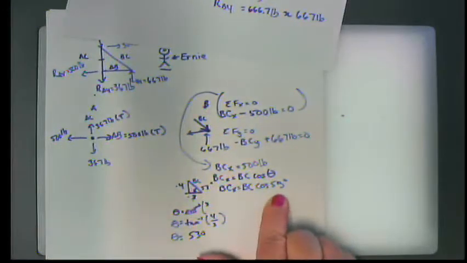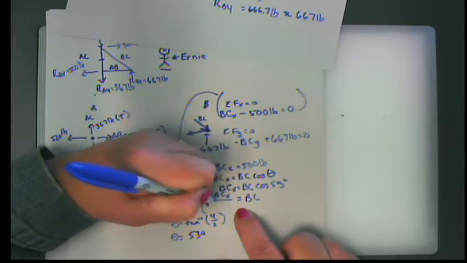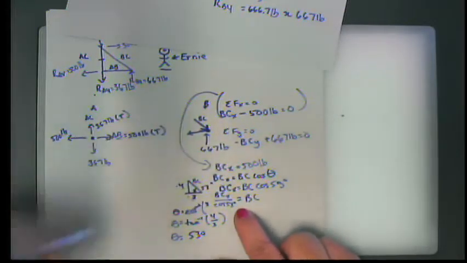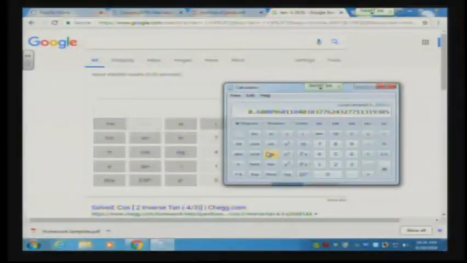Okay, so that means that BCx is equal to BC times the cosine of 53 degrees. Once again, this is the most explicit method to do it. Or BC is equal to BCx divided by the cosine of 53 degrees. The cosine of 53 degrees, according to my calculator, is 0.6. So if I take BCx and divide it by that, I know that BCx is 500.